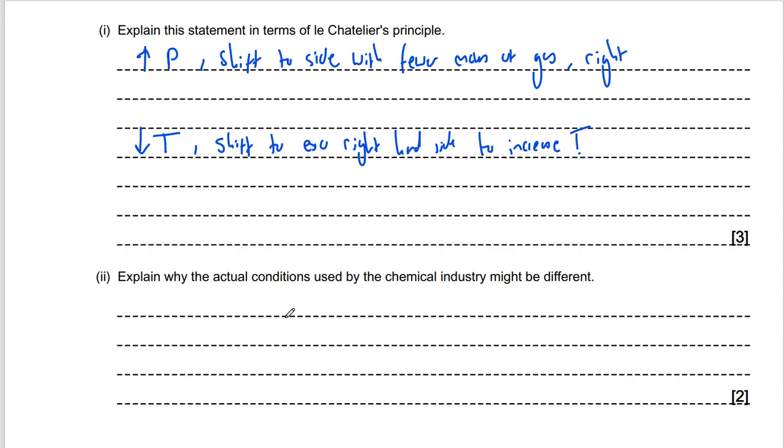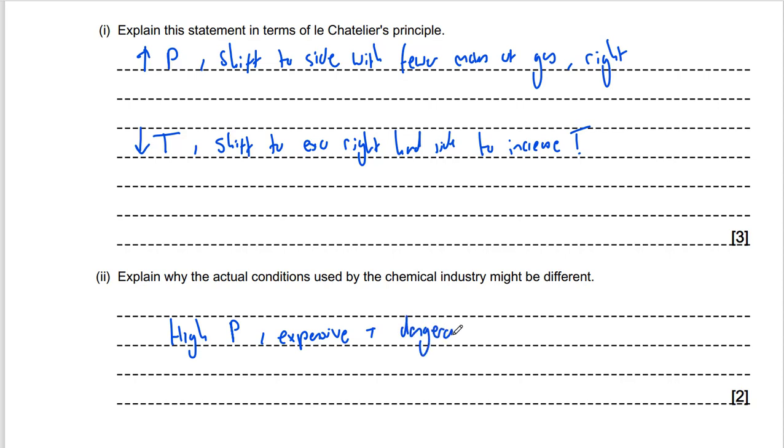Explain why the actual conditions are different. It's 2 marks, so 2 points to make. One about the pressure, one about the temperature. So, a massively important thing to remember. High pressure, high P, it's expensive and dangerous.